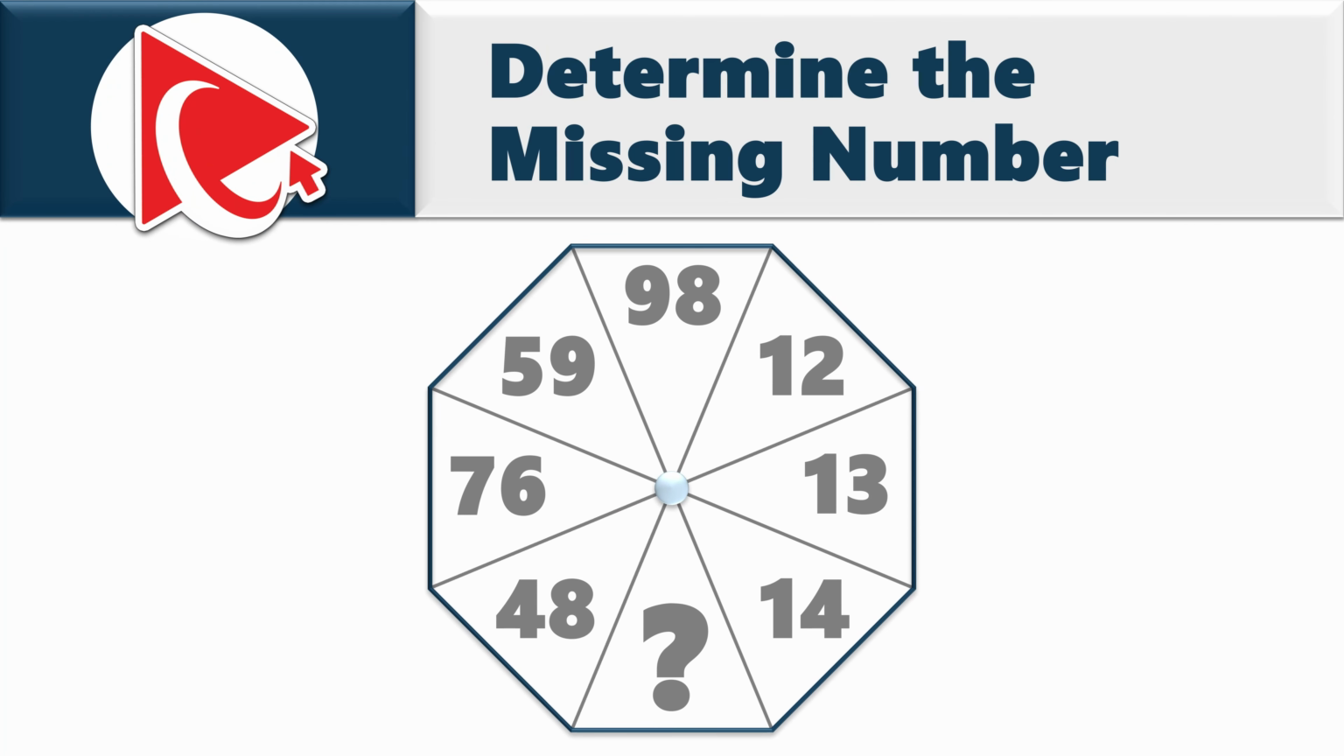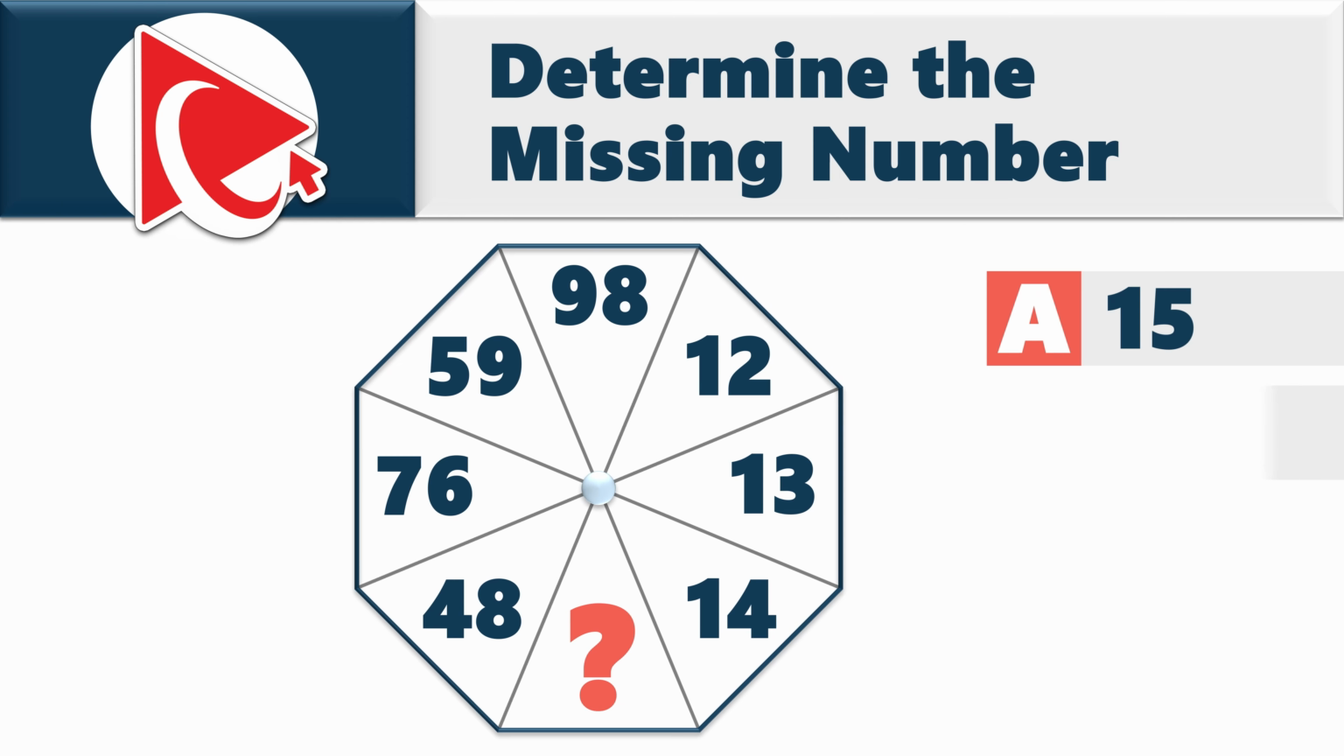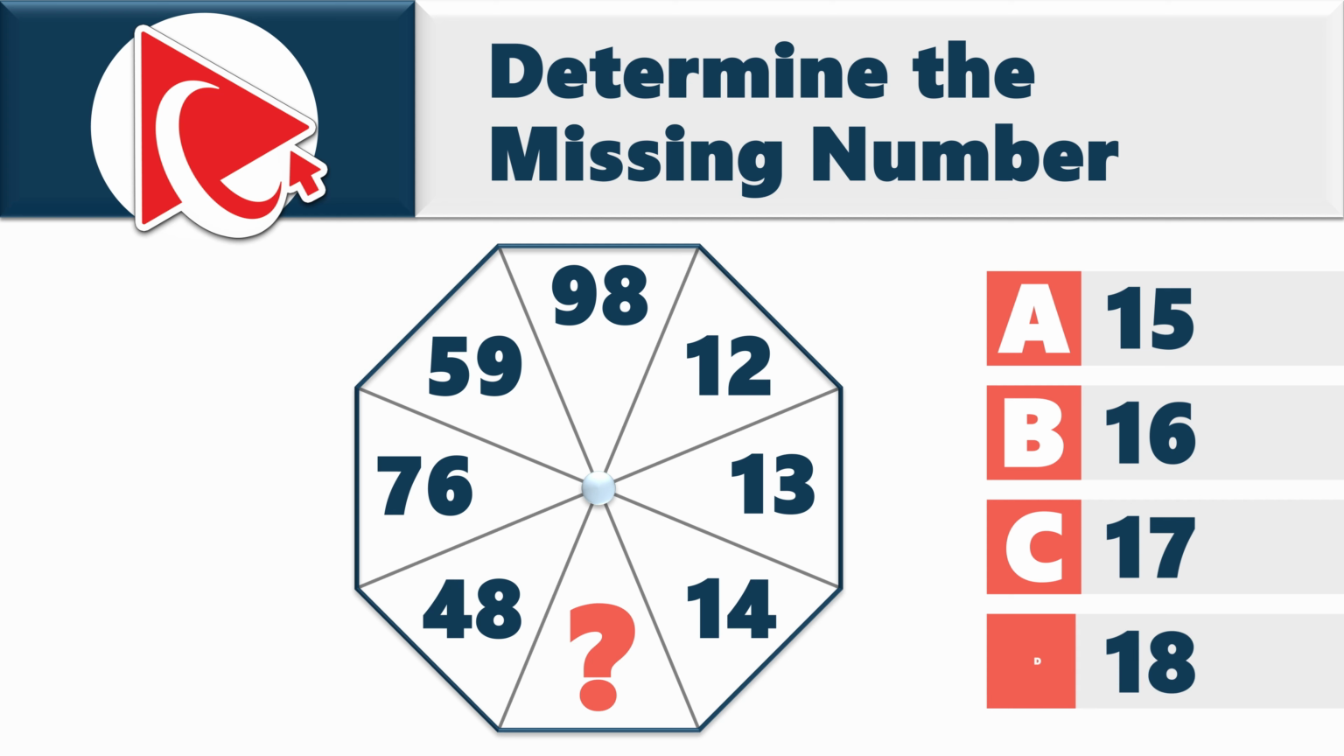It has numbers inside. There are 7 numbers, and the 8th number is missing. The numbers are 48, 76, 59, 98, 12, 13, 14, and then comes the missing number, which you need to select out of 4 possible choices. Choice A, 15. Choice B, 16. Choice C, 17. Choice D, 18.